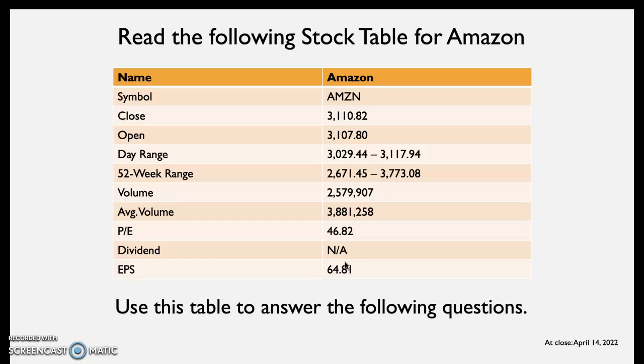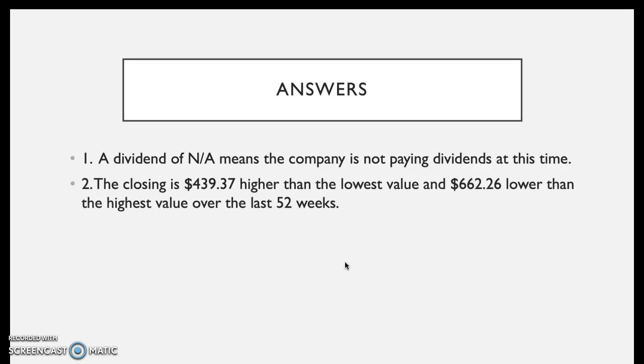For the closing, let's go back to this. We want to know about the 52-week range or the close to the range. Now, we closed at 31.1082. The 52-week range is 26.71 to 37.73. So the closing is $439.37 higher than the lowest value and $662.26 lower than the highest value over the 52 weeks. So the value that Amazon closed at on April 14th is pretty close to the middle of where we were over the last year. We're not the lowest, we're not the highest.